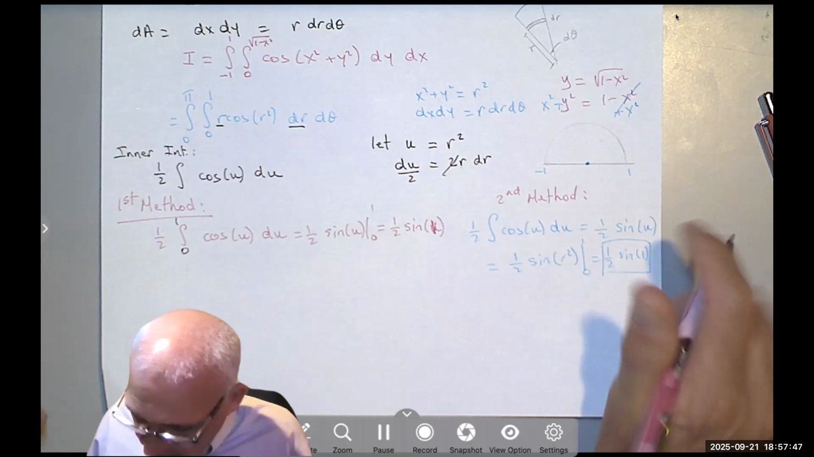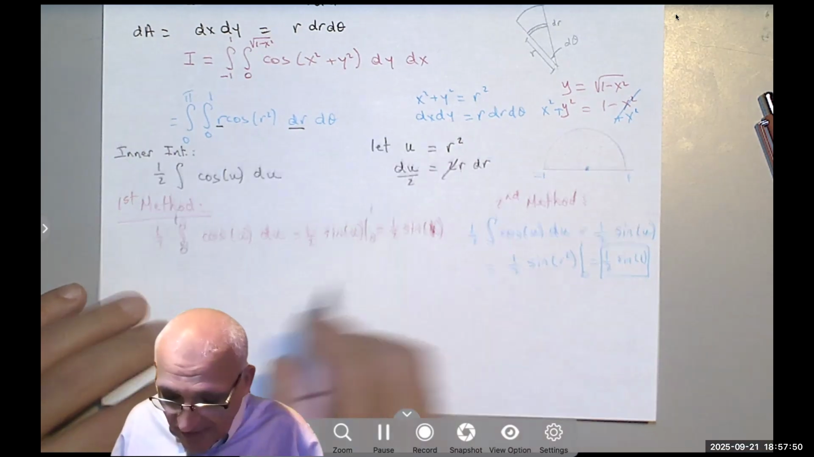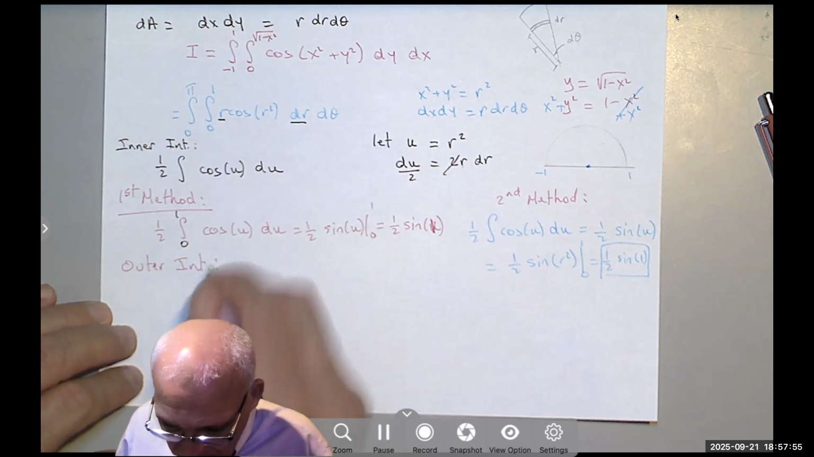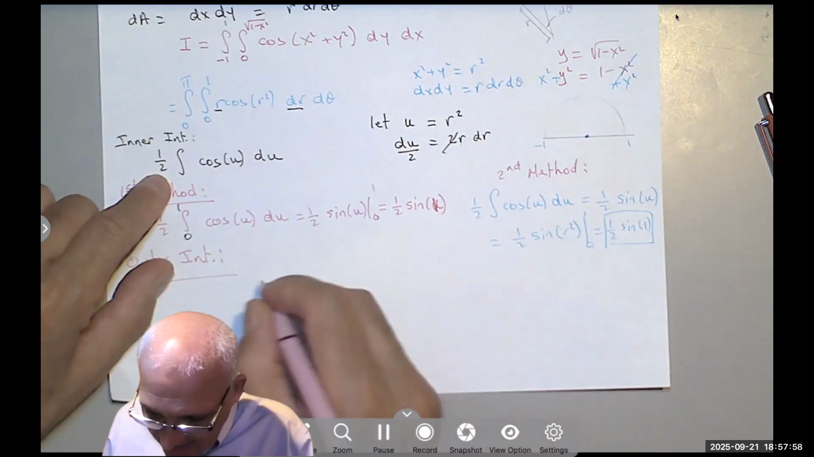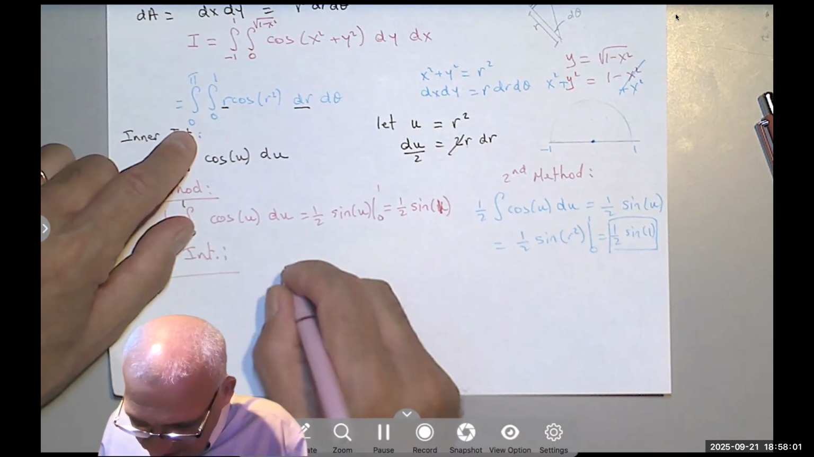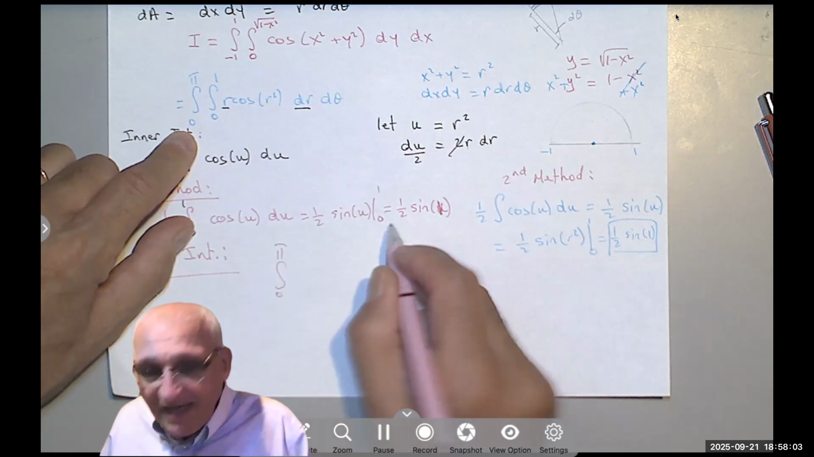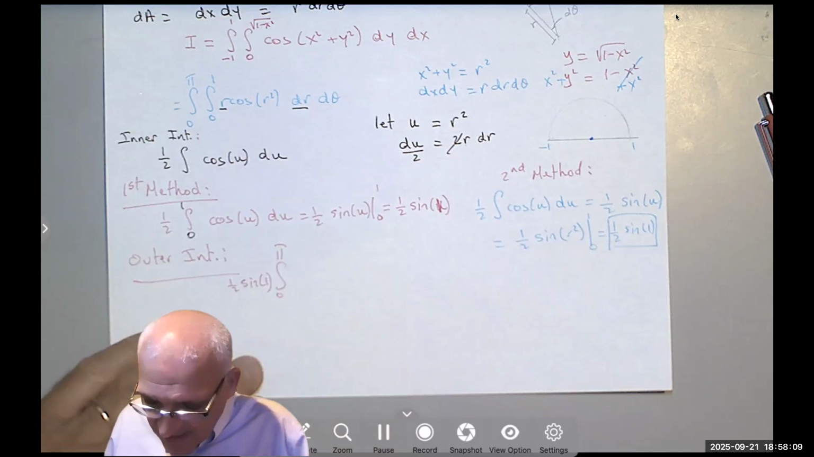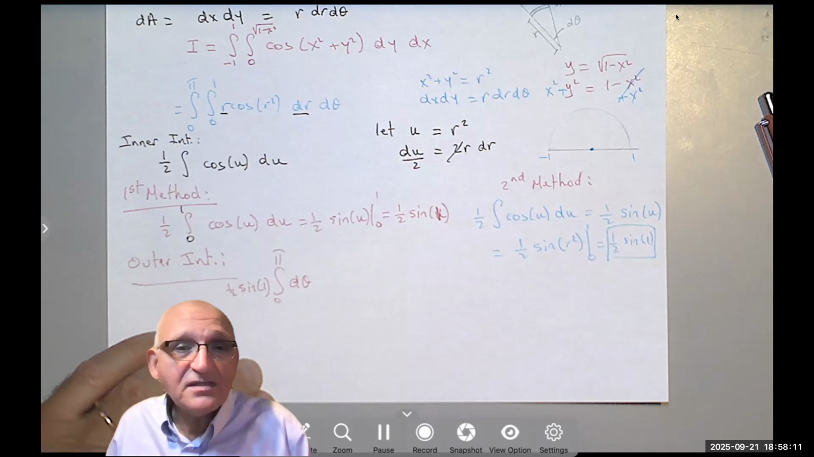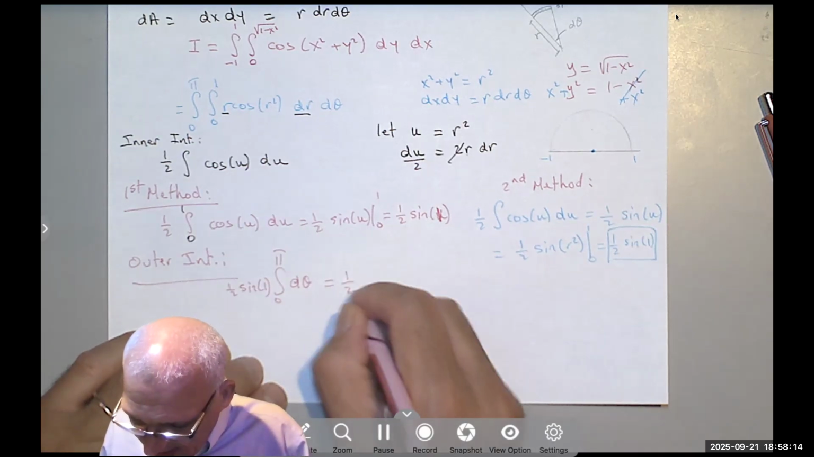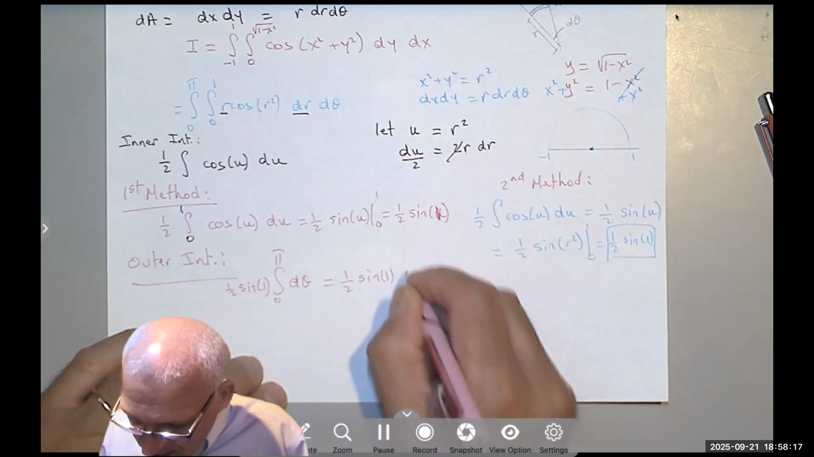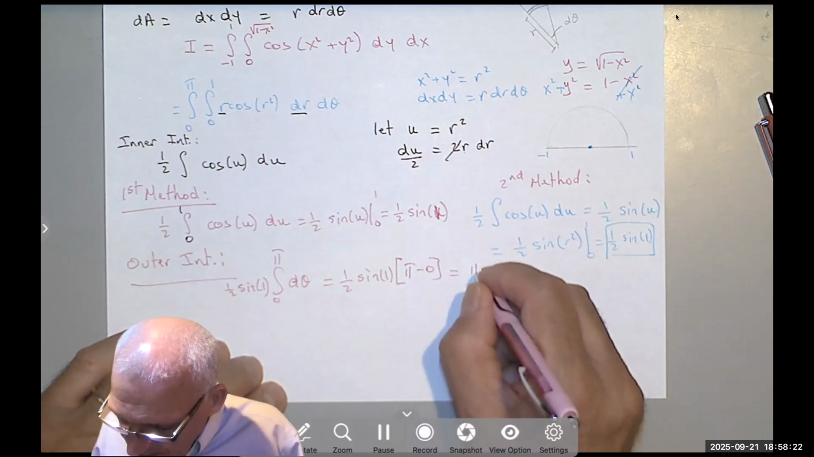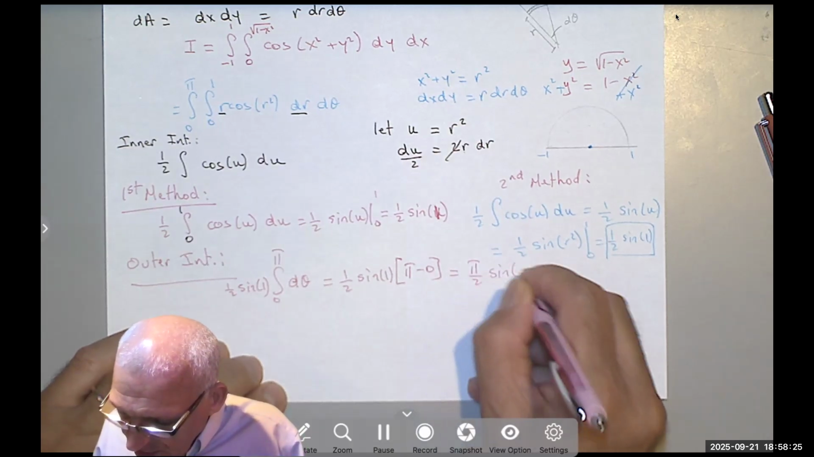Okay, so now that is a constant value. So now when I go to the outer integration, I see that I'm going to integrate from 0 to pi. 1/2 sine 1 is a constant, 1/2 sine 1. And then I'm just going to integrate d theta. So I will get 1/2 sine 1 times pi minus 0, which is pi. So it becomes pi over 2 sine 1.